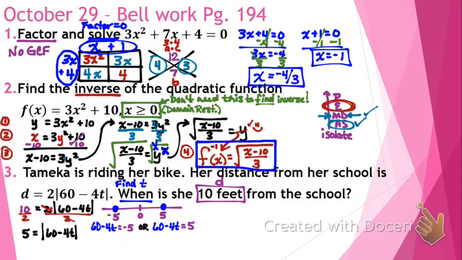I don't have a whole lot of room to work with there, so I'm going to swing it around and do it over here. 60 minus 4t equals -5. I would start this by subtracting 60 from both sides. -4t equals -65. Then I'm going to divide both sides by -4. That will make it positive.